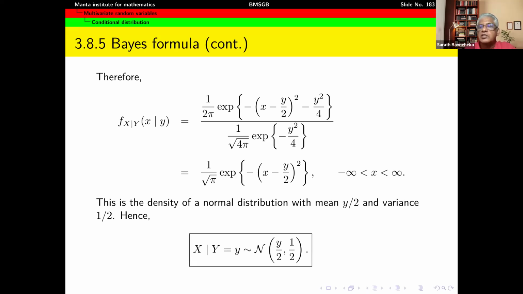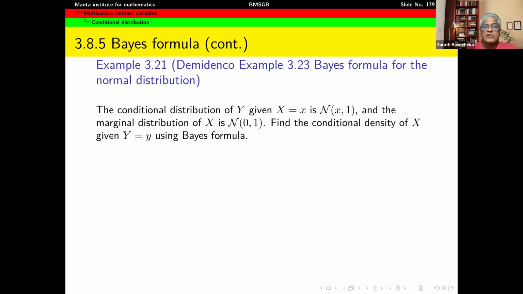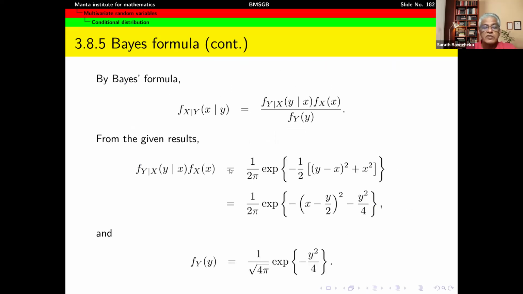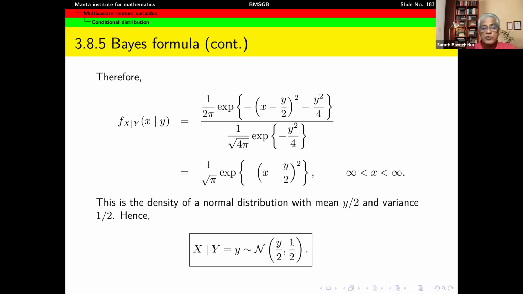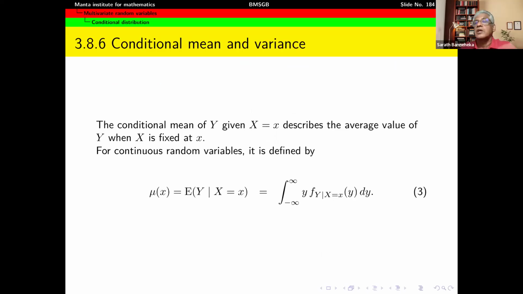So here I'm just briefly explaining the method, right? So you can try to get the answer yourself. Final answer should be then x given y is again a normal distribution, right? So we started with y given x. Y given x is normal with mean x and variance, both are equal to 1. Now we have found out that x given y also is normally distributed with mean y over 2, variance half. Right. So that's also an interesting example actually.